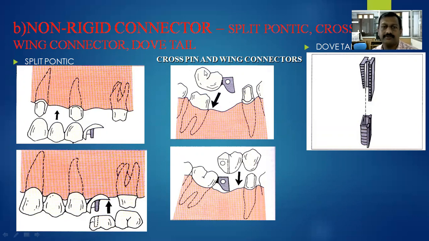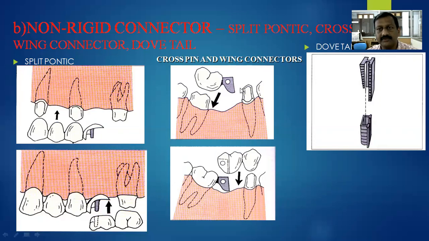Next is the cross pin and wing connector. Mainly this type of connector will be given in a tilted molar tooth. When the abutment tooth is tilted, this type of connector will be given. Here there will be a wing-like projection which comes from the tilted abutment tooth or the retainer. Then the other abutment tooth will have a covering which will cover the wing, and finally there is a hole in between which will be connected with a pin.